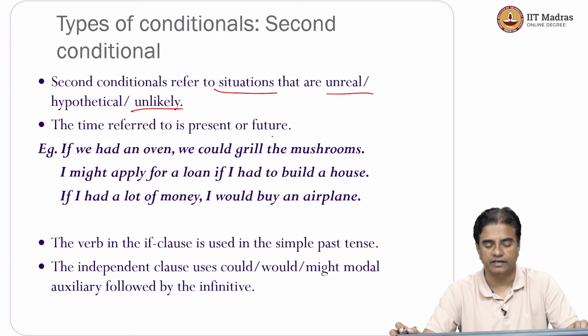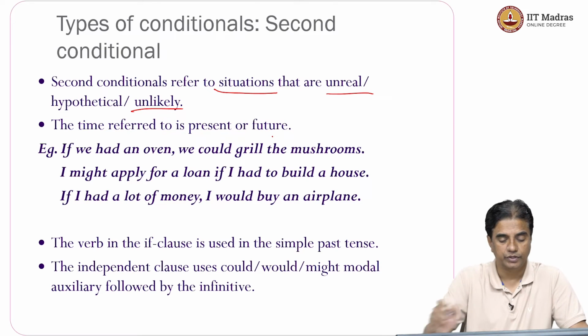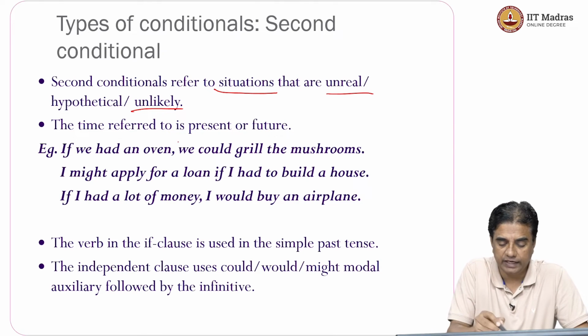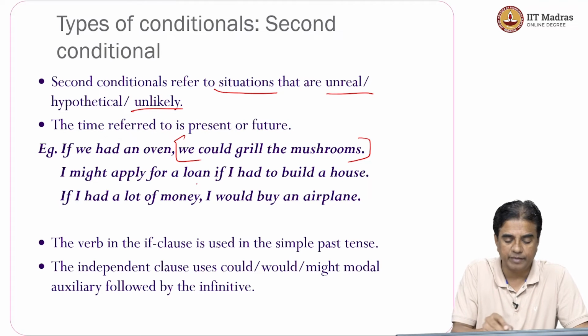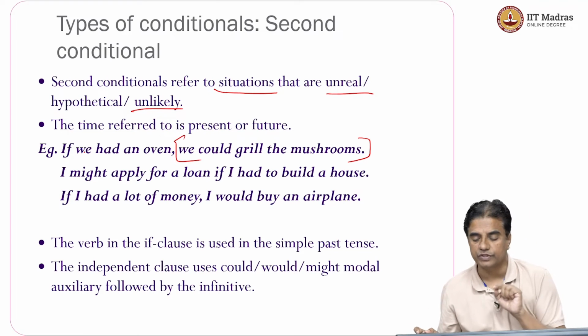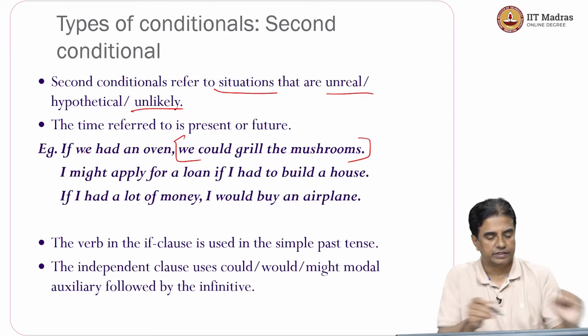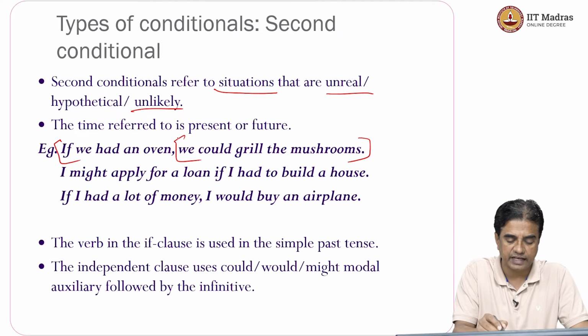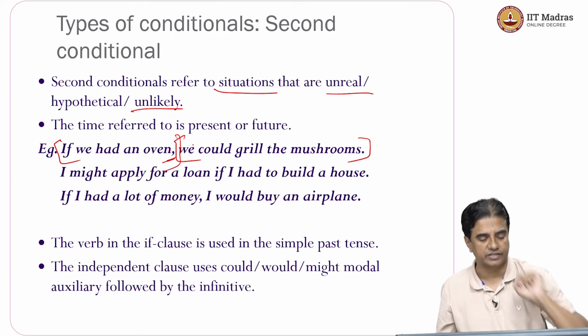If we had an oven, we would grill mushrooms. It's the main clause. I might apply for a loan. Look at this. If we had an oven, we would grill mushrooms. This is the conditional clause, and conditional clause ends with a comma and then the main clause starts.